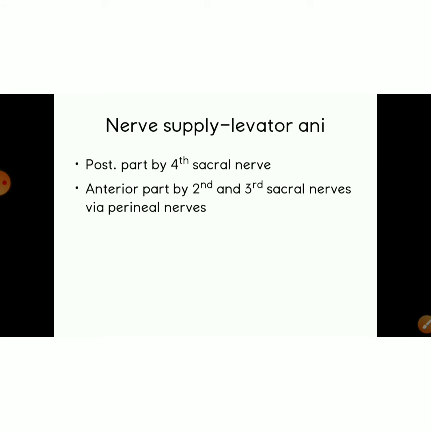Nerve supply of levator ani: the posterior part of the levator ani is supplied by the fourth sacral nerve, and the anterior part is by second and third sacral nerves via the perineal nerves.